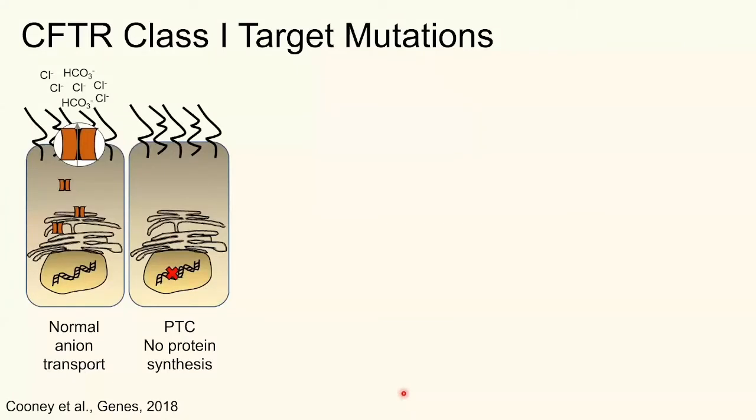So the mutations that we targeted, R553X and W1282X, fall within class 1 of cystic fibrosis mutations. And these mutations lead to the formation of premature termination codons, which ultimately prevent synthesis of full-length CFTR mRNA and protein.